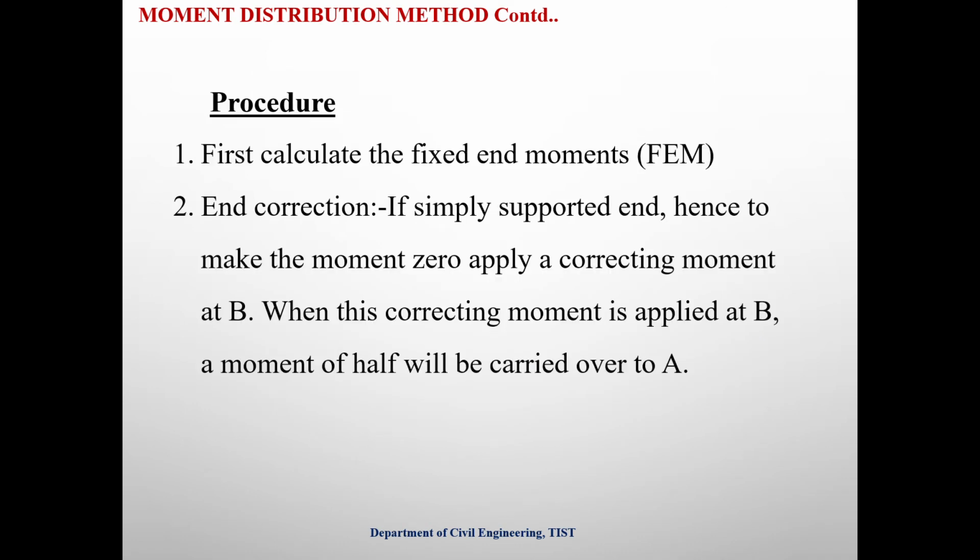The procedure in the case of the moment distribution method: the first step is to calculate the fixed end moments, and the second one is end correction. End correction means, if there are simply supported ends, to make the moment 0, apply a correcting moment at that particular point. When this correcting moment is applied at that point, a moment of half will be carried over to the far end.